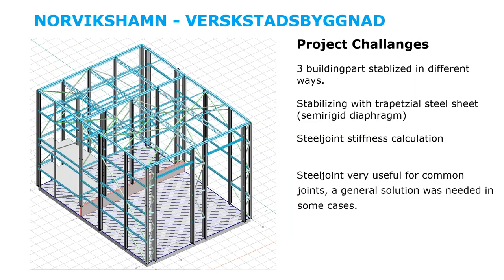So the project you can see here now. As I mentioned, it was three buildings stabilized in different ways, and I used a trapezoidal steel sheet. But also, in the lower part that I showed you before, I was not able to have any braces at all, no vertical braces and no horizontal, meaning nothing in the roof and nothing in the walls.